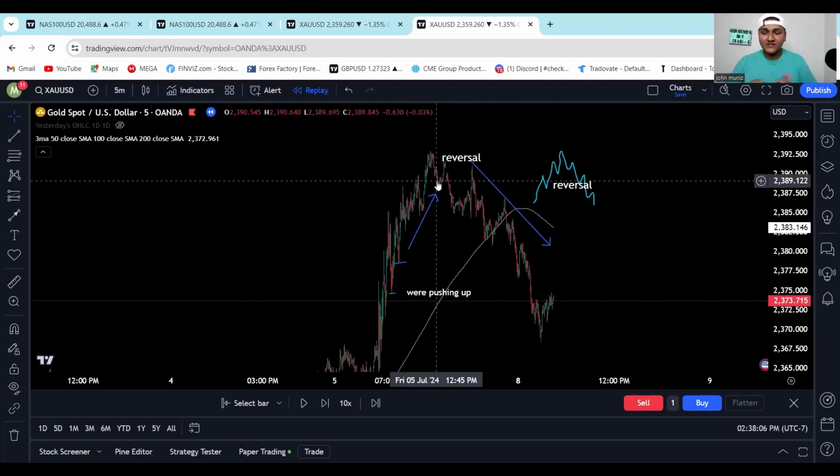So that's pretty much it, guys. I went over what an uptrend looks like on the chart. I went over what an uptrend looks like when it's breaking structure to the upside. I also went over what a downtrend looks like on a chart, and number 4, what a downtrend looks like when it's breaking structure to the downside, right? And then I also went over what a reversal looks like.